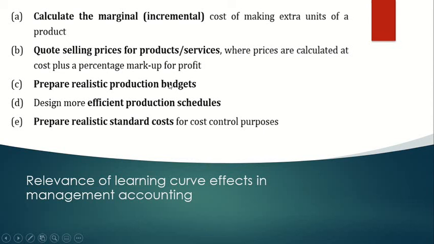So let's say without learning curve theory, we are expecting 100 output. But if we consider the learning curve theory carefully, obviously we can expect more than 100. Why? There is a learning curve effect. Obviously the output can be 105, 106, whatever. So this is increased output as a result of learning curve theory. So to get realistic production budgets, we can use this. Design more efficient production schedules. So after producing these production budgets, we can decide efficient production schedules.